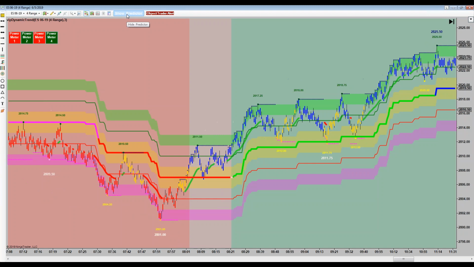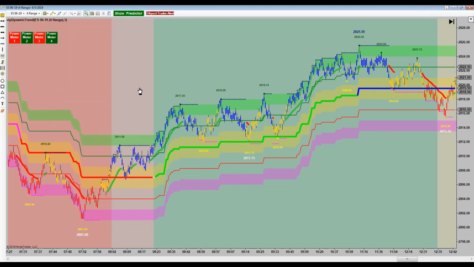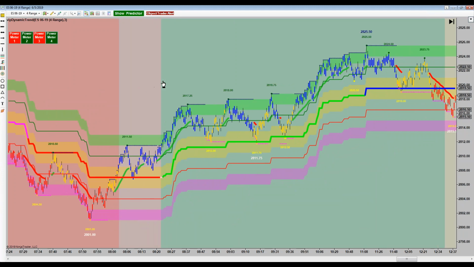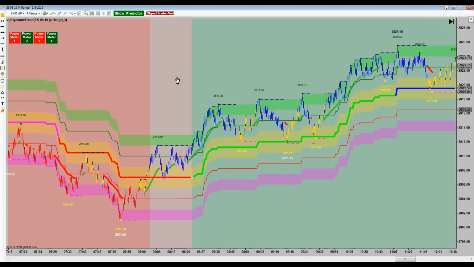Those are real-time support and resistance levels. You can toggle them on with a button. Power meters are the 4 different trends on the chart at any given time. You can read those accordingly. And we are what you call retracement type traders. So what we do, at a very high level, and this is true of any market that we trade, crude, it doesn't matter, any market.